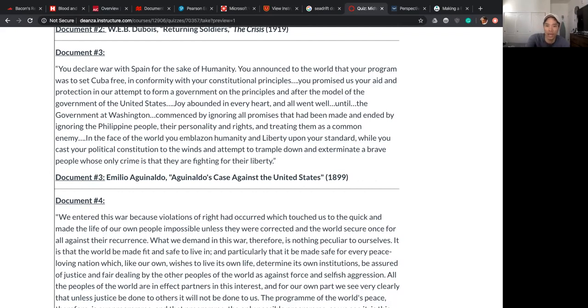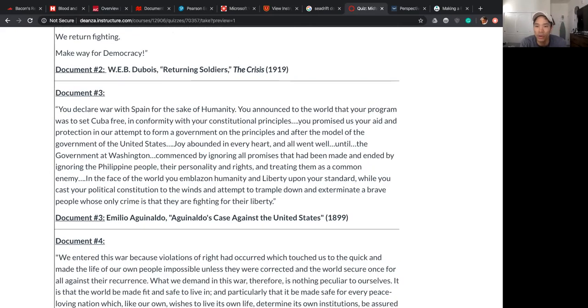Document number 3 was written by Emilio Aguinaldo. This was the great Filipino nationalist who was fighting for Filipino independence. He's making an argument that his people deserve to be free. He's writing this letter to a magazine that was widely read by the American public, trying to convince the American people that the Filipinos deserve to be free. And he explains why.